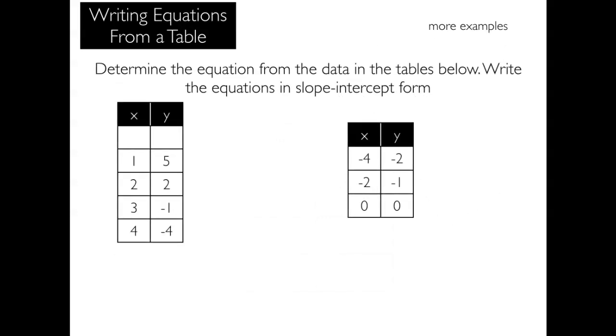Let's do the same thing using these tables to write our equations in slope-intercept form. In the first table, we don't have a 0 value for x. So we need to find the pattern so that we can create one so that we know where the line crosses the y-axis. Let's work that out. Come back and check your answer.